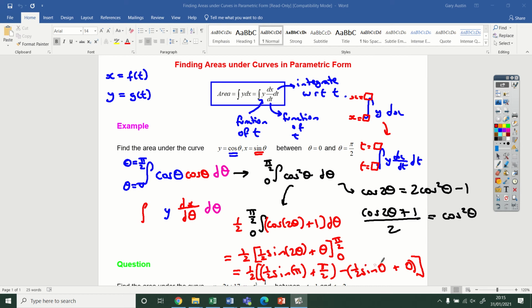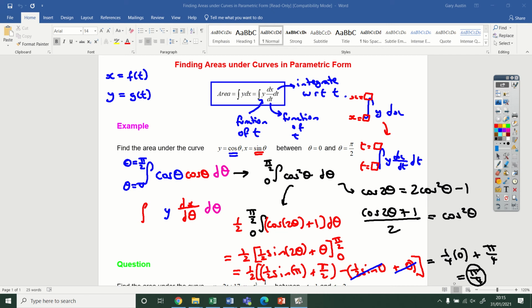So firstly, sine of 0 is 0, and then adding 0 is still 0 as well. So we don't really need to worry about this part. It's just the first bracket that has any non-zero values. So what's this? This is expanding the bracket, 1/4 times sine of pi, which I believe is 0, and then add a half times pi over 2, which is pi over 4. And that's our final answer.